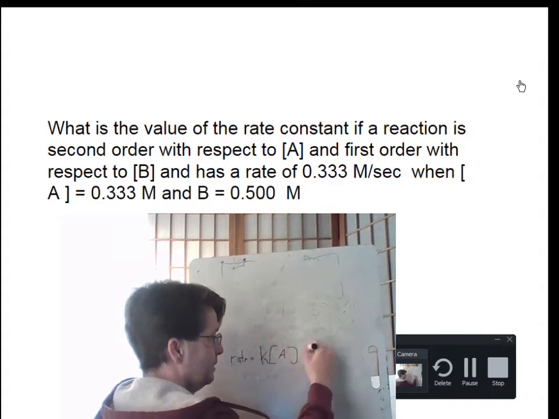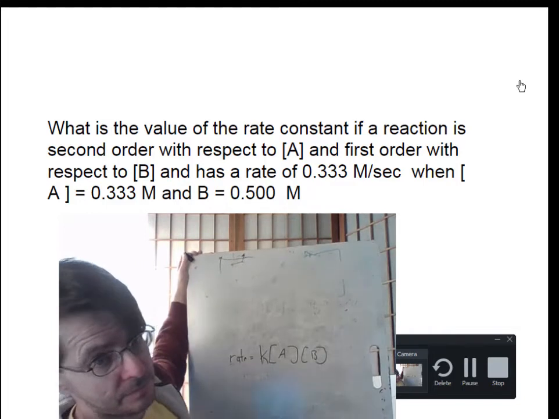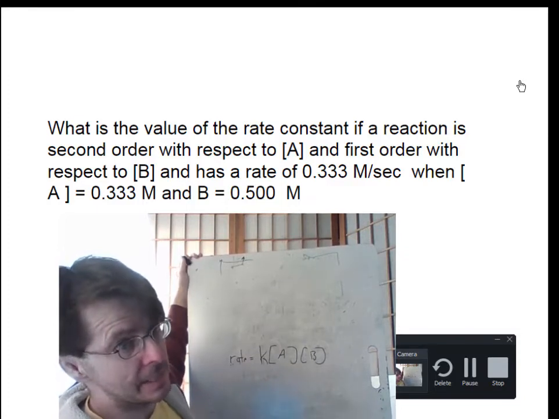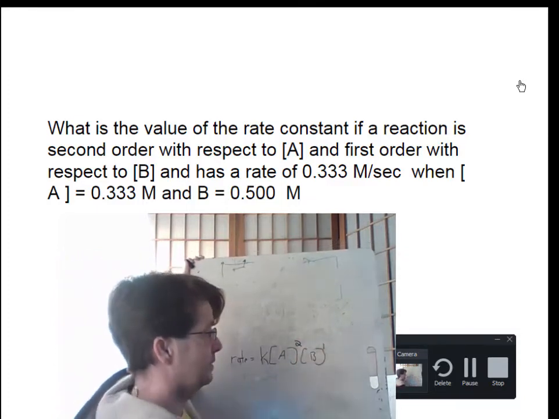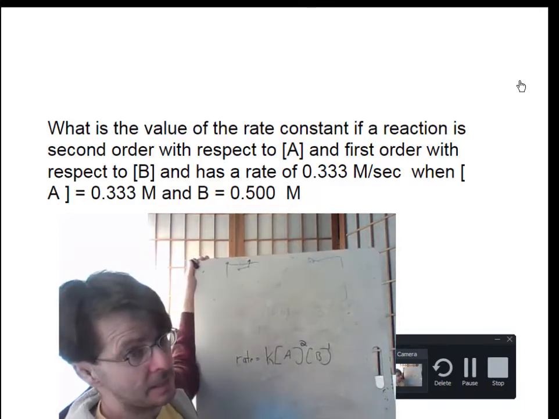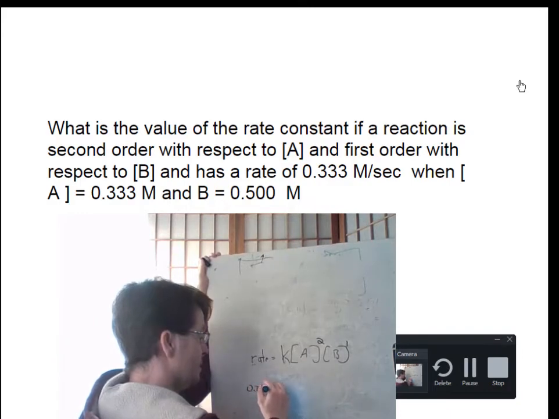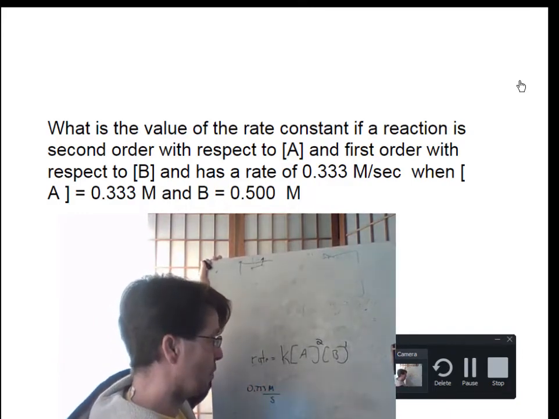Constant A, constant B, and we find that they tell us the order. They say it's second order with respect to A, first order with respect to B. And then they tell us a bunch of other information. It is 0.333 molar per second for the rate.